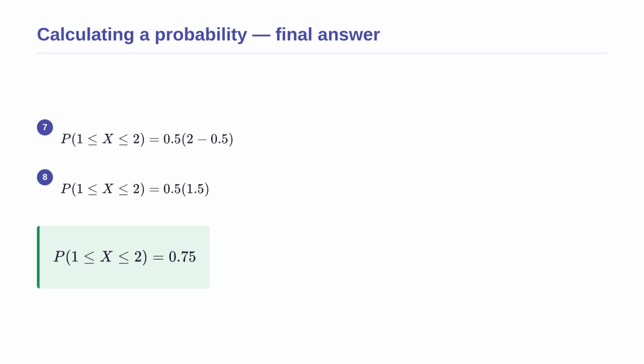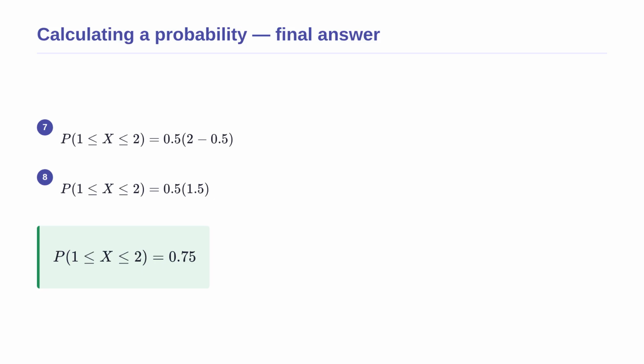4 halves is 2 and 1/2 is 0.5. Subtracting 0.5 from 2 inside the parentheses leaves 1.5. Finally, we multiply 0.5 by 1.5. The final result is 0.75.